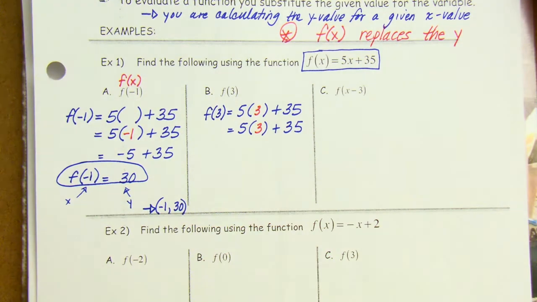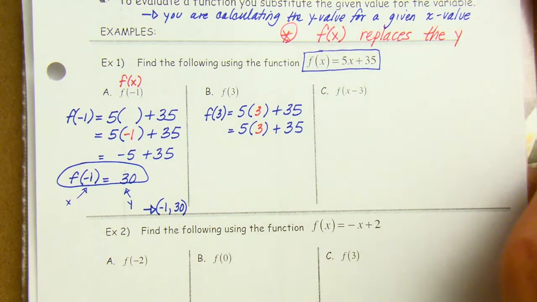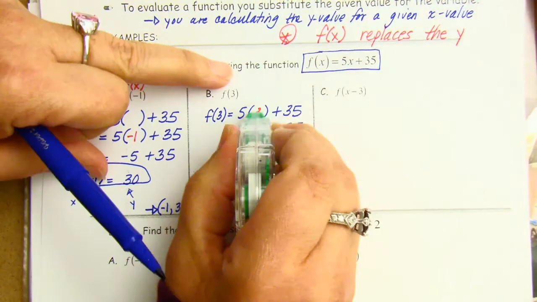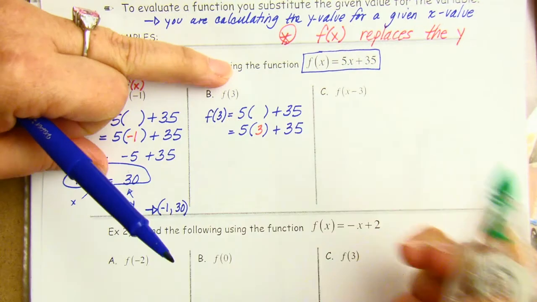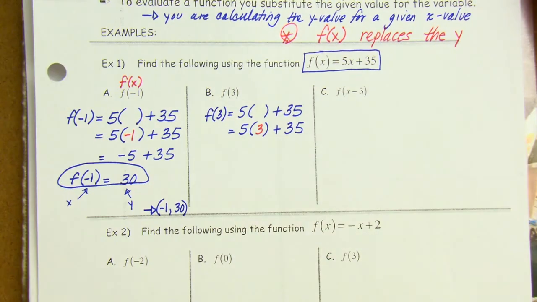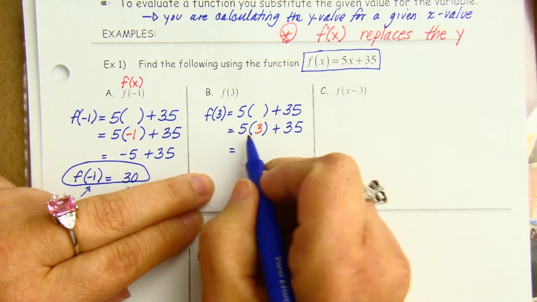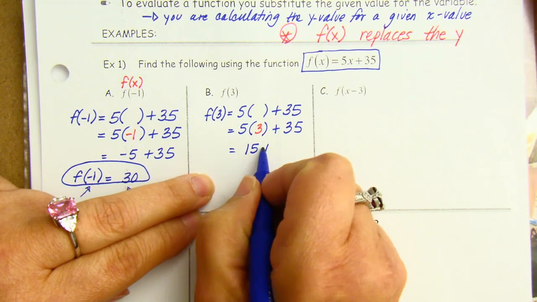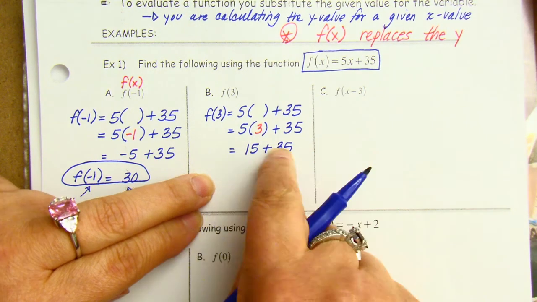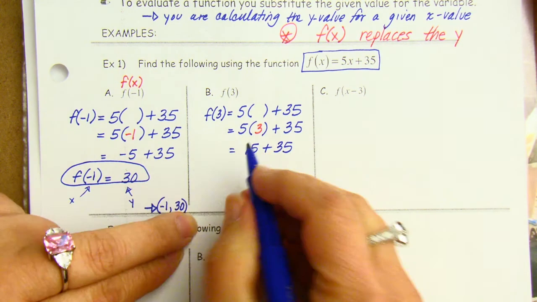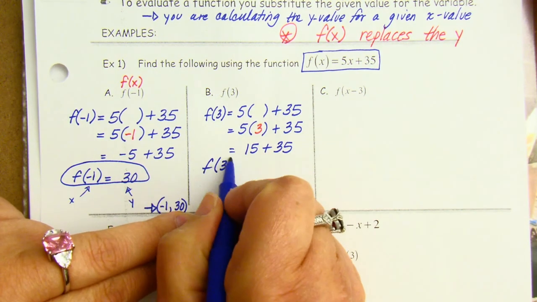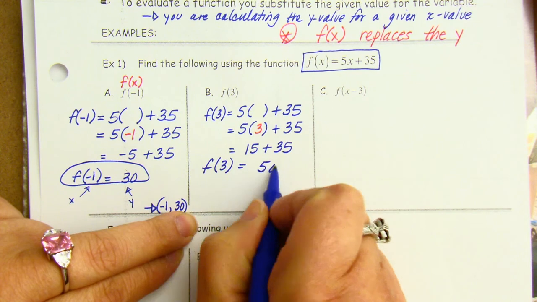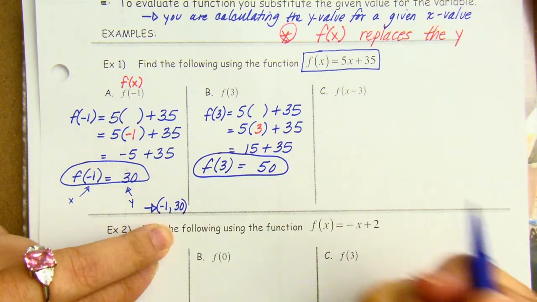Oops, I didn't want to write it on the top one. That's okay. I could simply white it out. And now it's not there anymore. Okay, so back to this. 5 multiplied with 3 is 15 plus 35. That would be 35, 40, 50. So f of 3 is 50. That's my answer. That's what I was asked to evaluate, to find.